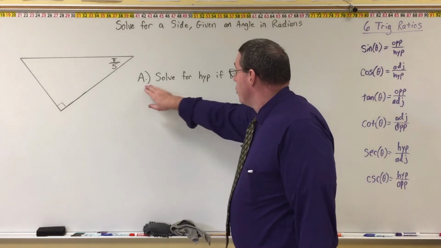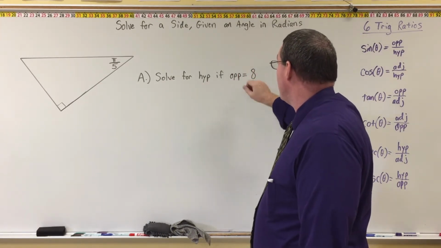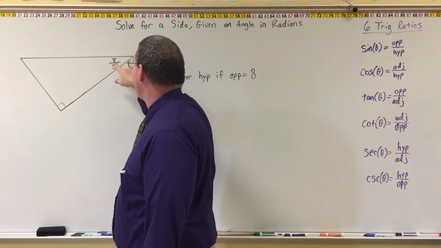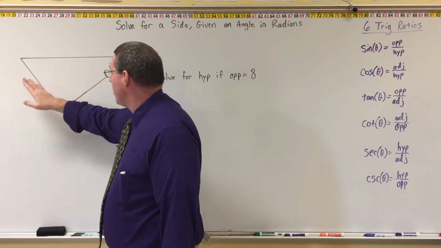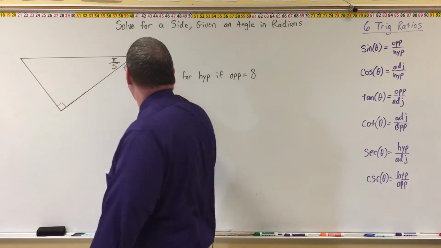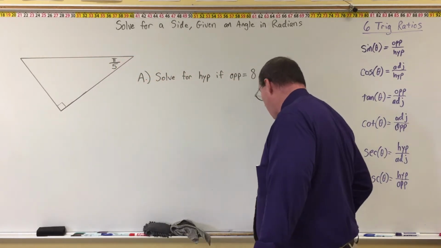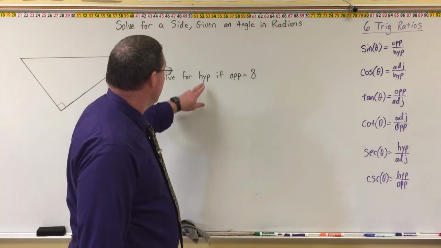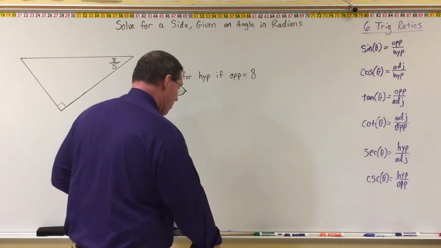And so that's how we're going to calculate these. So this says solve for the hypotenuse if the opposite side is equal to 8. Okay, so here's the angle right here, pi over 5 radians, and the opposite side over here is 8, and we want to know the length of the hypotenuse when the opposite is 8. Well, we just need a trigonometric ratio that includes hypotenuse and opposite. Well, that's sine. So sine is opposite over hypotenuse.